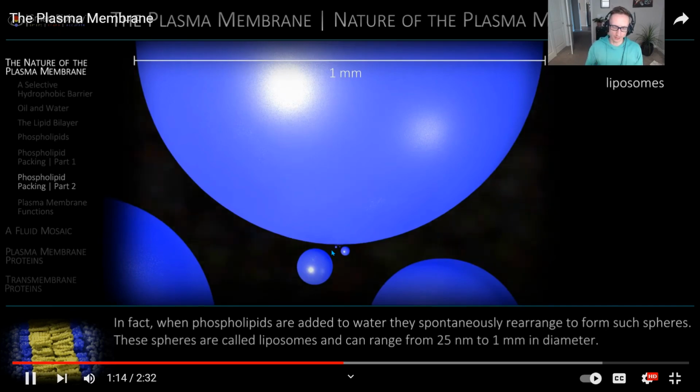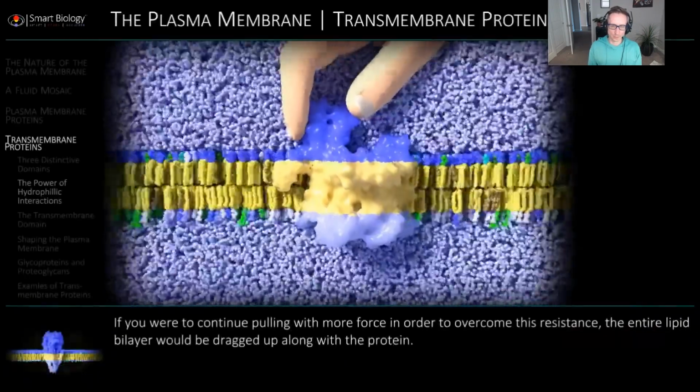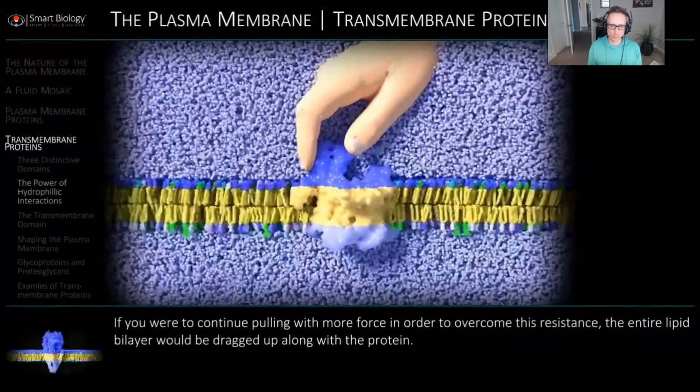It's crazy. In diameter. The entire lipid bilayer would be dragged up along with the protein.